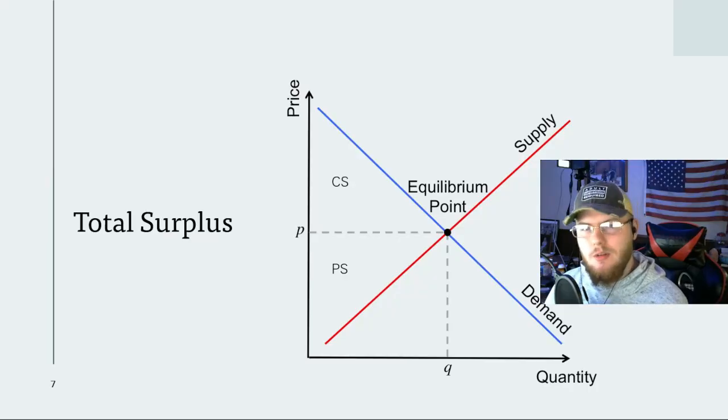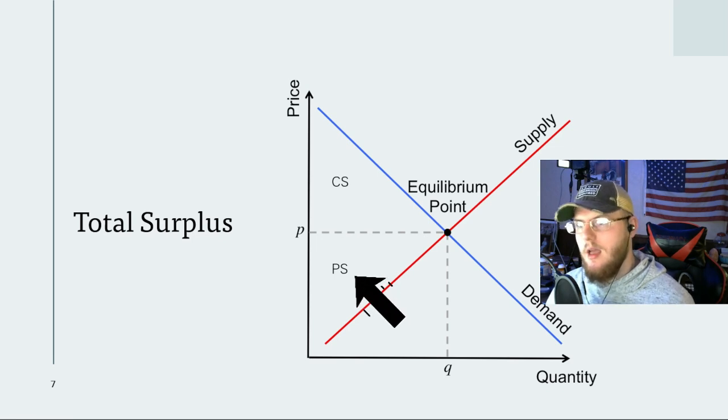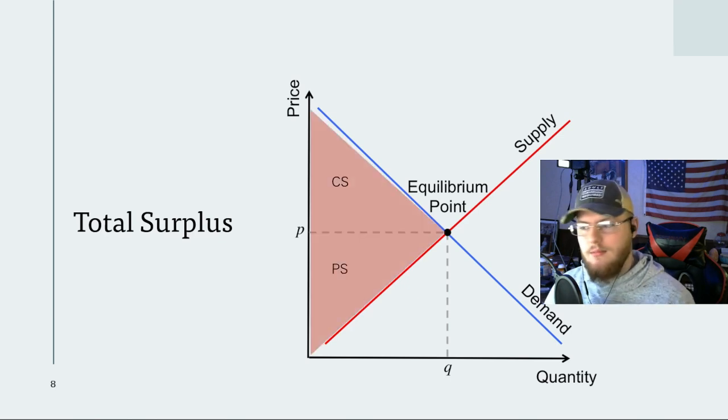So finding our total surplus, we also will find that our consumer surplus is the area below the demand curve and above the price. That would be this section here. And then our producer surplus is above the supply curve here and below the price. That gives us this right here. And this section here is our total surplus.